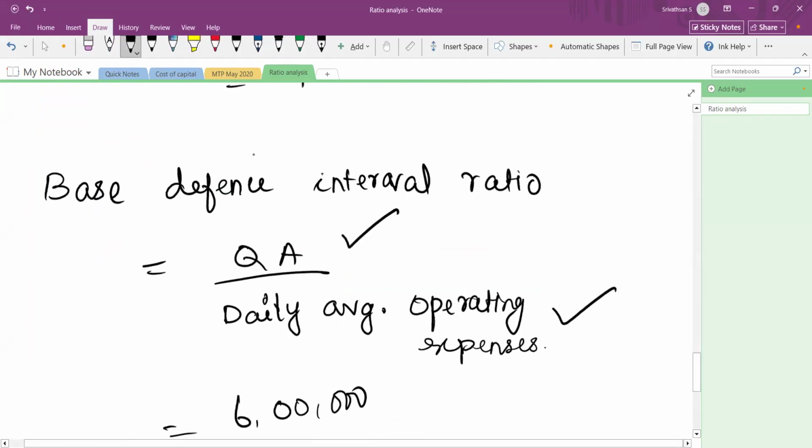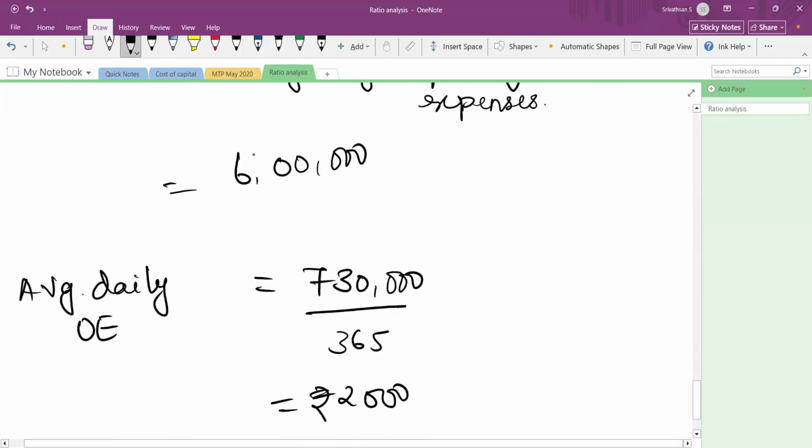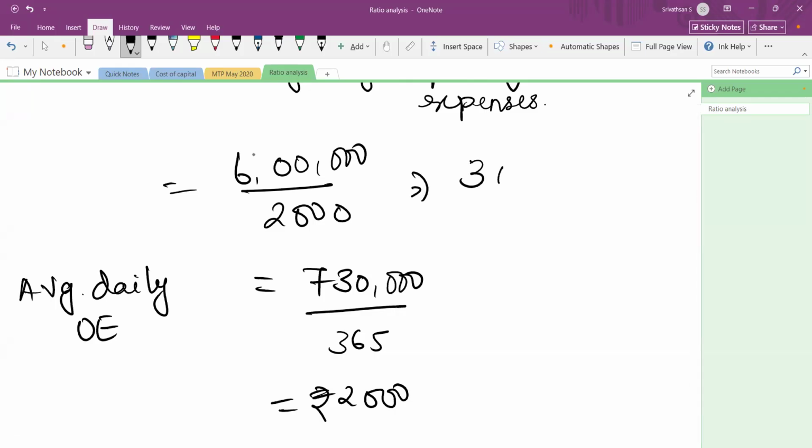So quick asset of 6 lakh divided by 2,000. How much do we get? 300. With the available amount of quick assets, you can pay your operating expenses for the next 300 days. Or to put it very simple, quick assets are sufficient to pay your operating expenses for the next 300 days. Is this clear? Did you all understand how to interpret it? Any doubt in this?